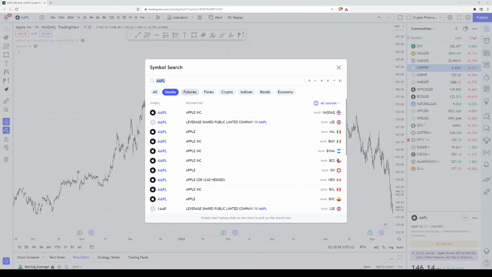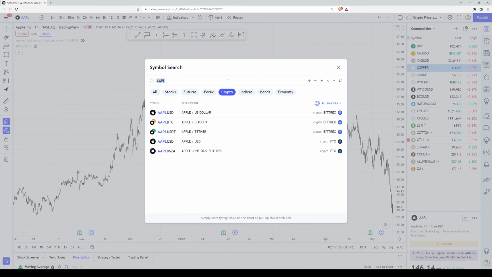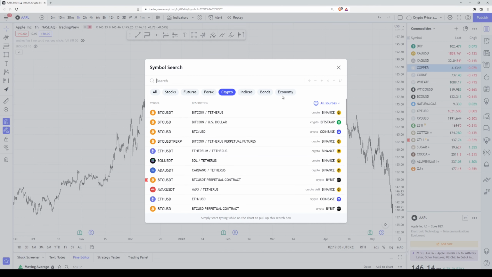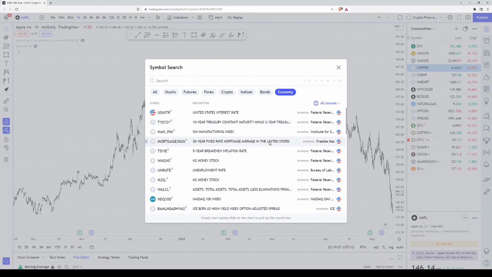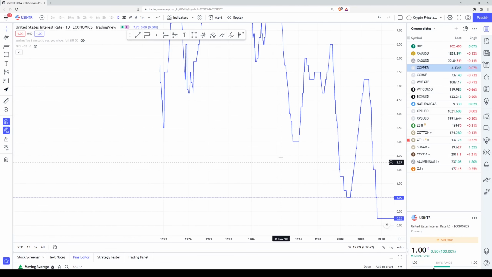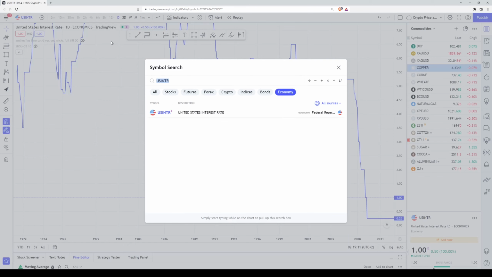This is possible for various submarkets, so for futures, for forex, crypto, indices, bonds, and even for certain American data. So these are not things you can just trade on, but it is presented to you in a similar way, visually, showing how the data has developed throughout the years.